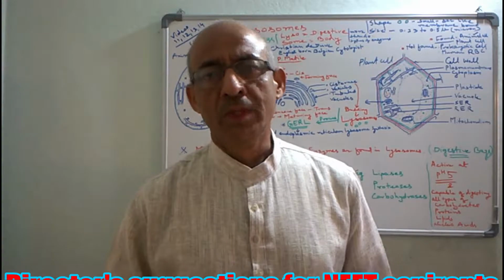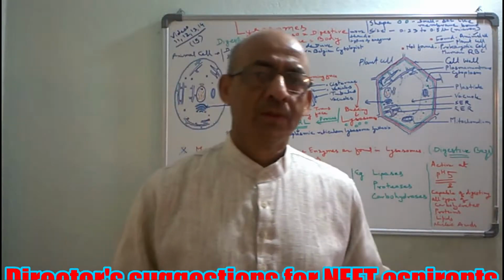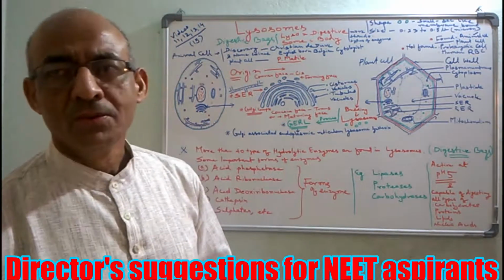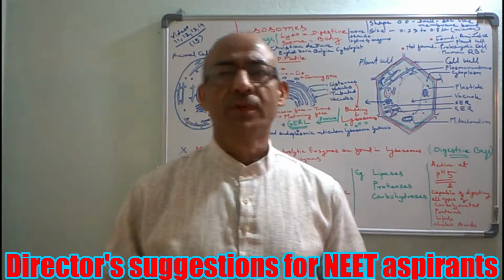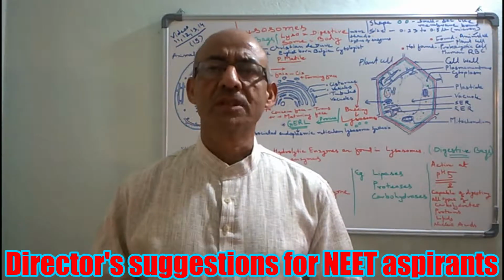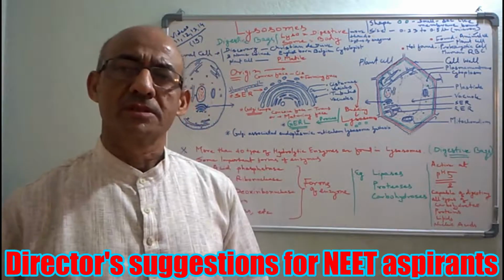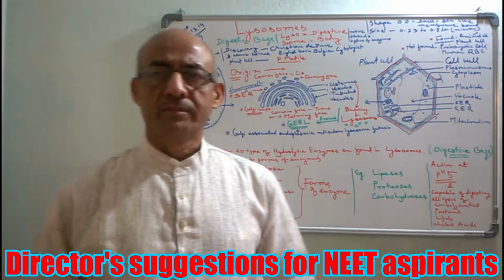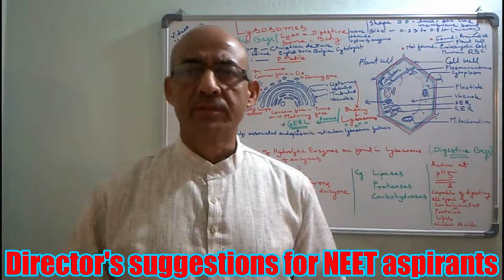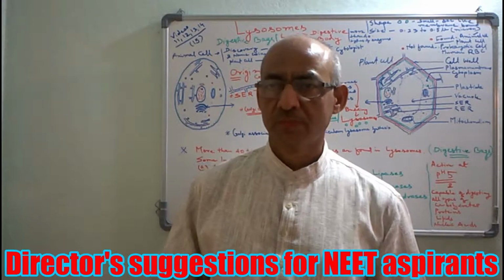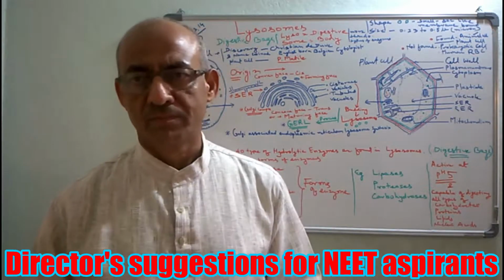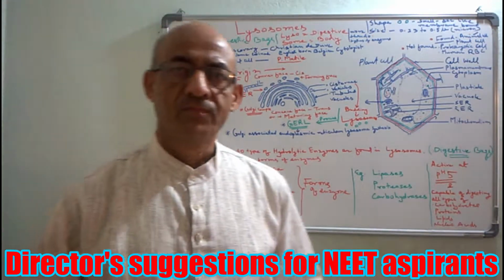Today we are going to discuss lysosomes. You know, lysosomes are one of the main components of the endomembrane system. For the last three sessions, we have been continuously discussing the endomembrane system. We have completed discussion on endoplasmic reticulum and Golgi bodies. This is the third component of the endomembrane system, which we have to discuss now.